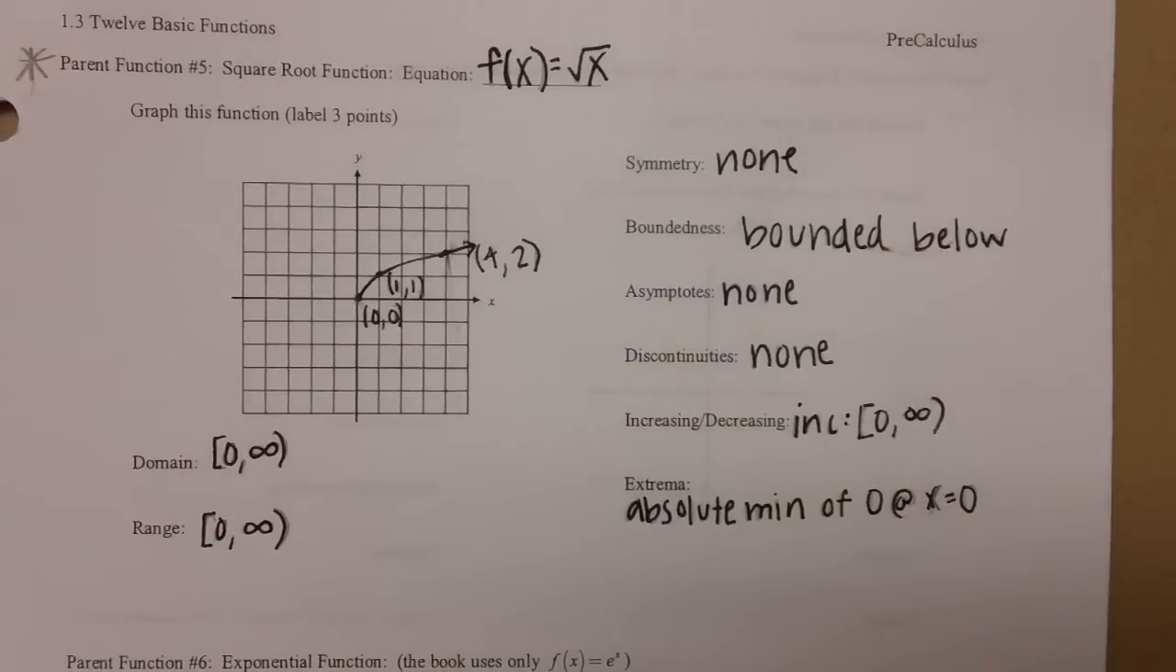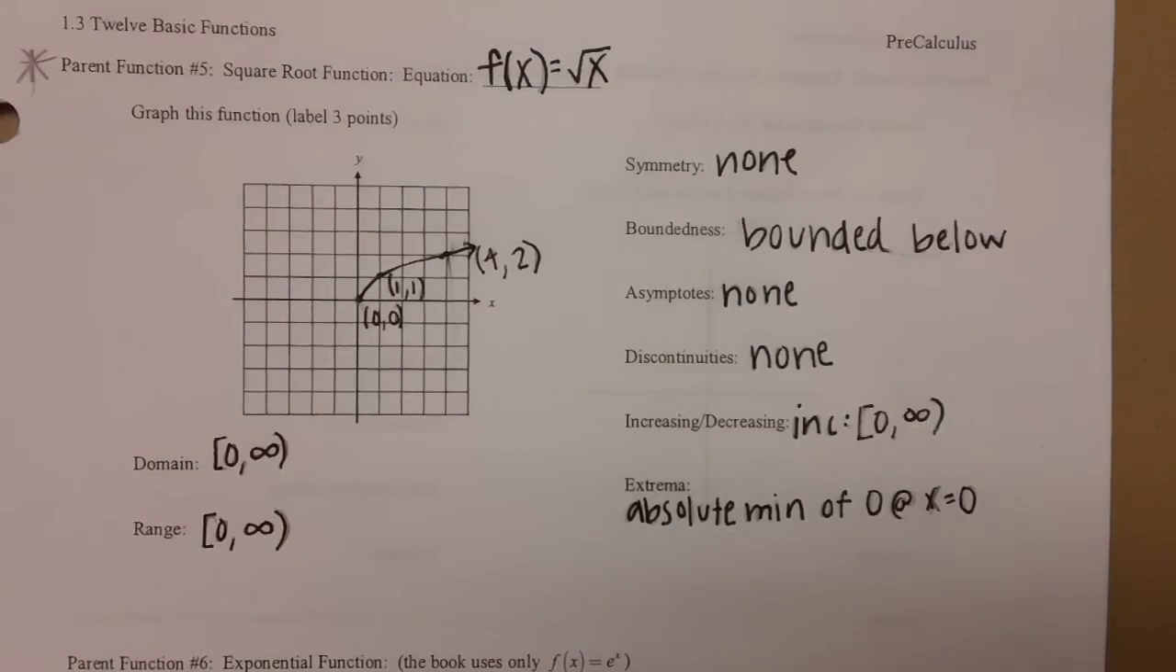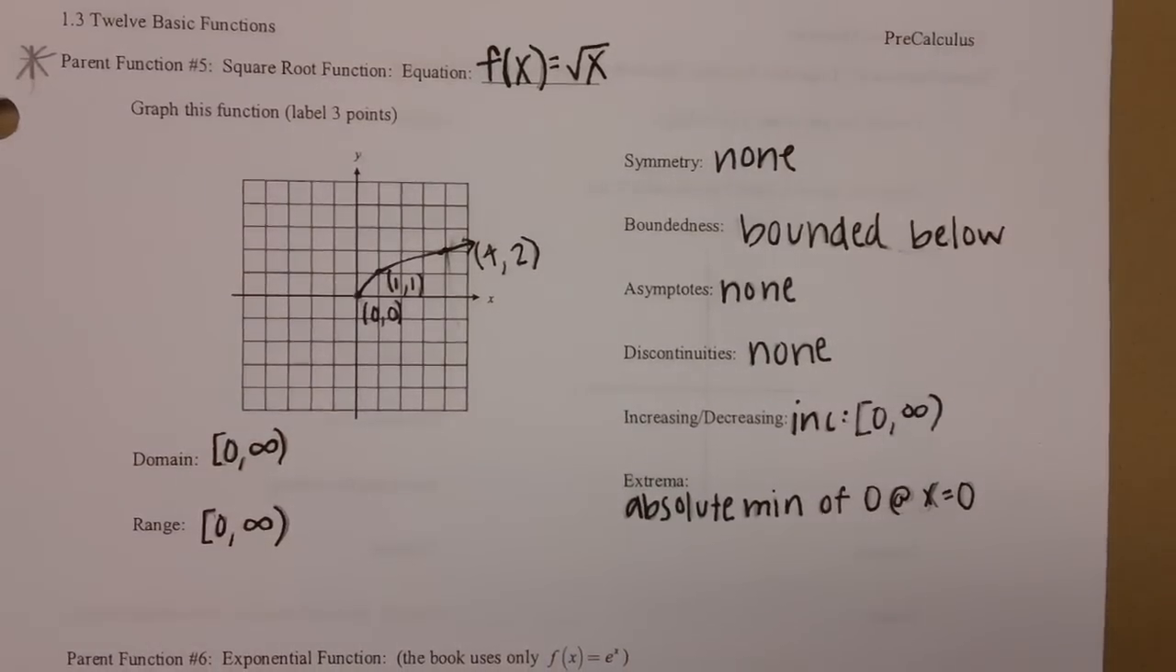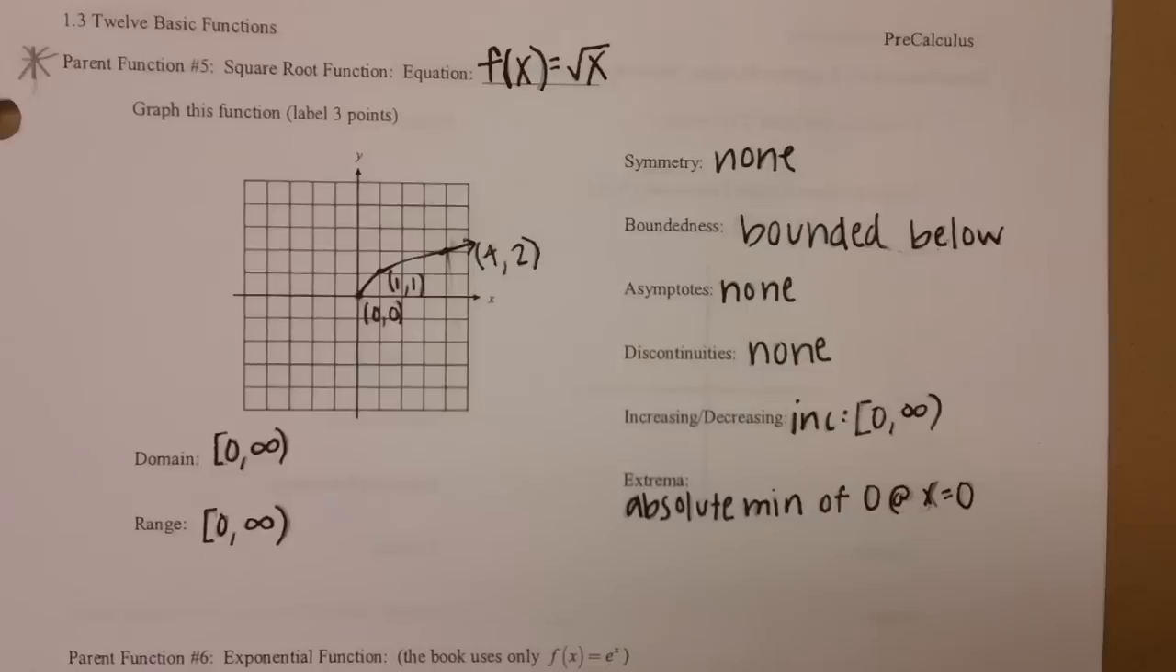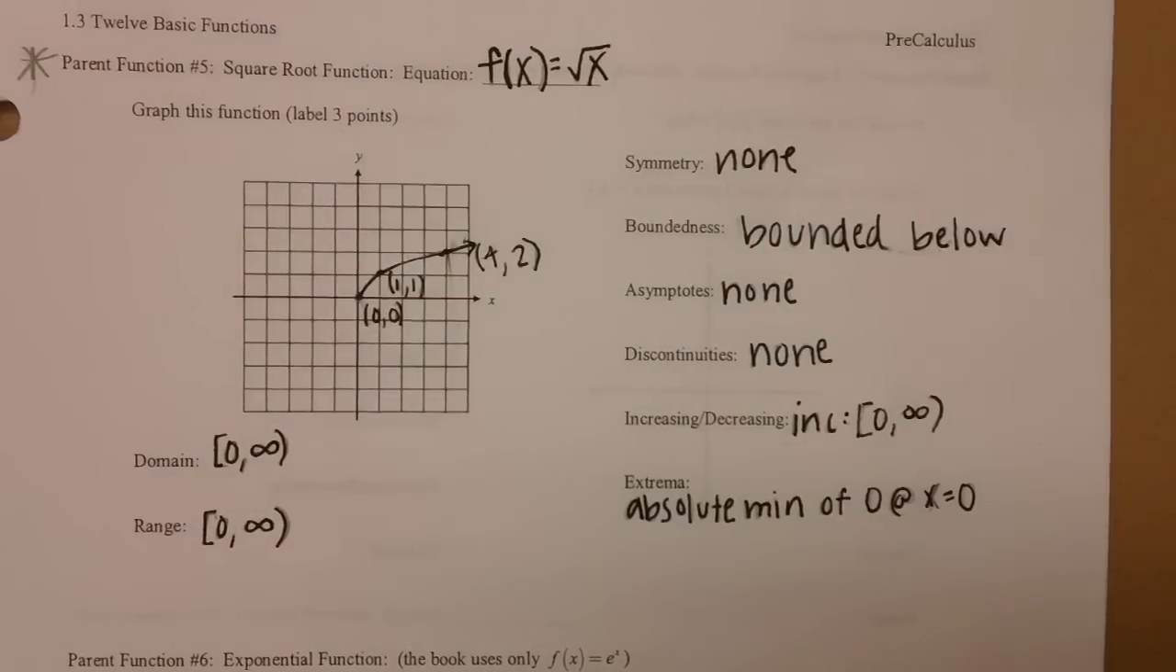There is no symmetry. The function is bounded below. It also has no discontinuity. The square root function is increasing, starting at 0 and going to infinity. There is also an absolute minimum of 0 at x equals 0.